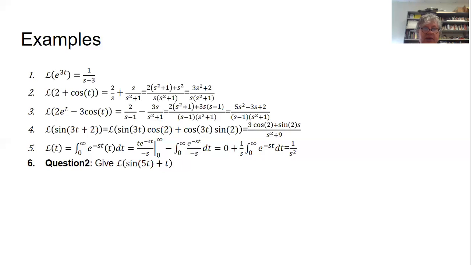And so we're left with just the integral of e to the minus st divided by minus s. So we can pull out that 1 over s, and we get just the Laplace transform of 1. So it's going to be 1 on s times the Laplace transform of 1, which we know is 1 on s. So we get 1 on s squared. Okay, so your second module question is, give me the Laplace transform of sine 5t plus t.